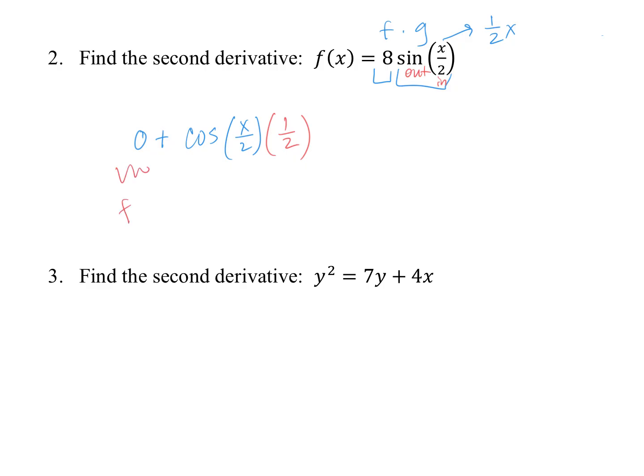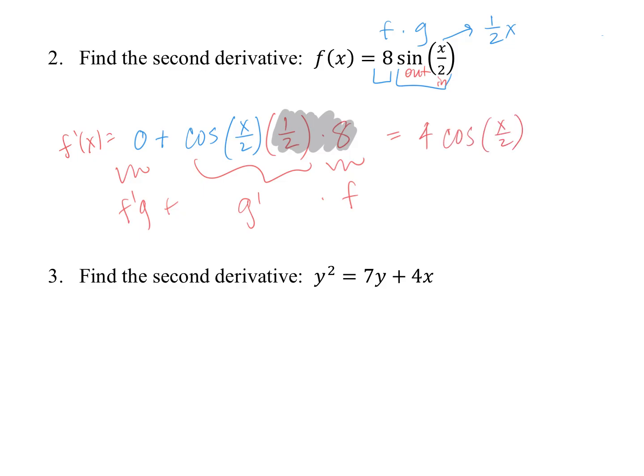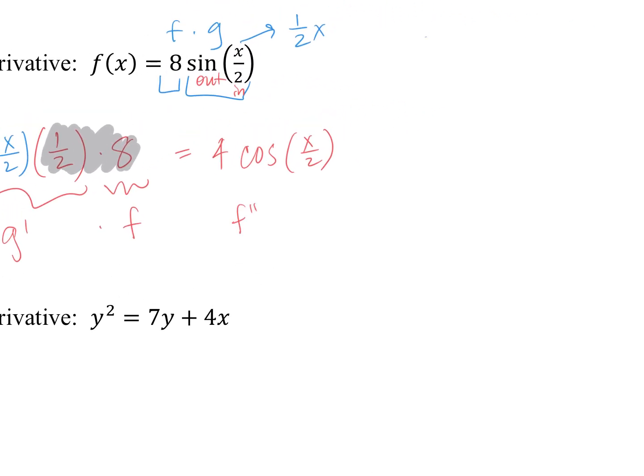So this right here was my f prime. This whole thing is my g prime. And we got to multiply that by f. You say 8? Yeah, very good. Oh man, that's just f prime, isn't it? That's just my first derivative. Let's simplify that before we have to go do that again. What are we going to say my f prime is? 4. Nice. Half of 8 is going to get me a 4. So you're saying 4 cosine of x over 2? Love it. That's my f prime. Now we got to go find f double prime.